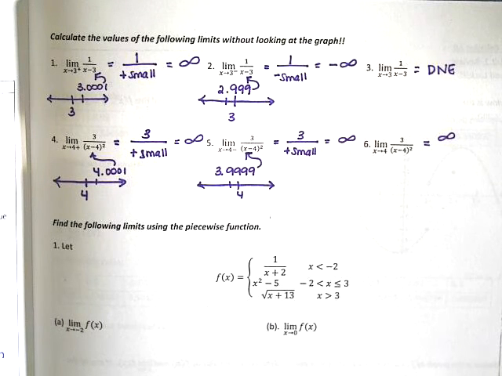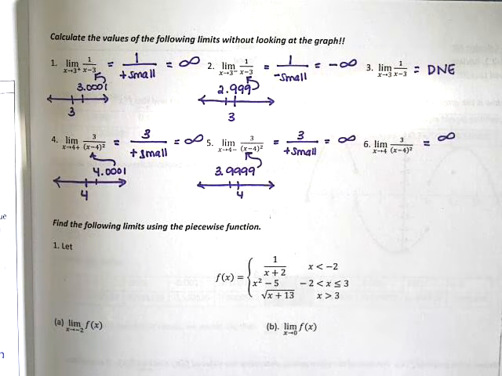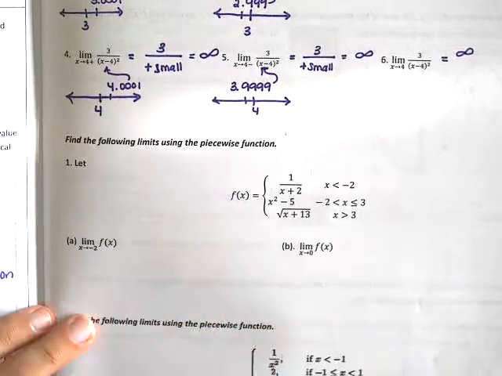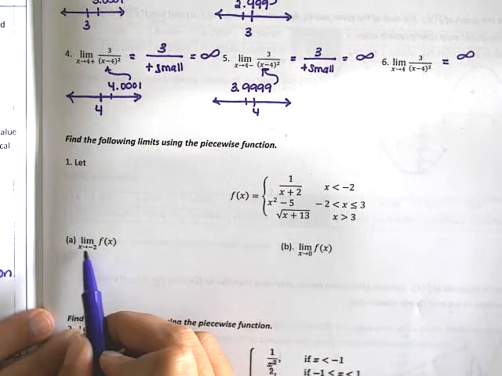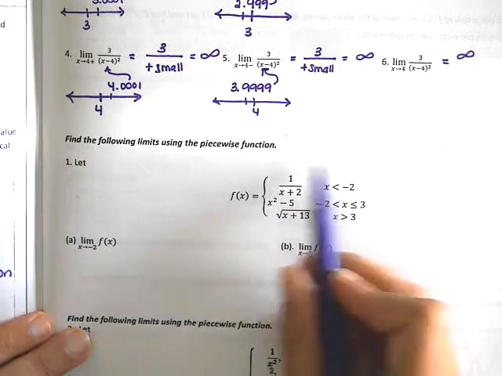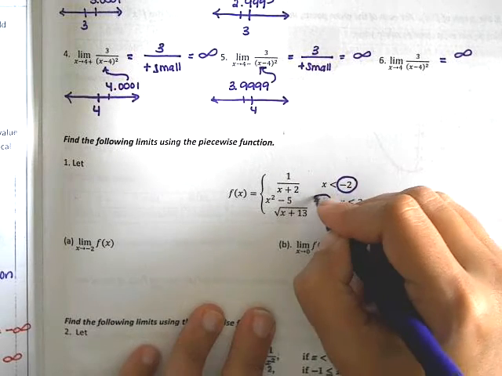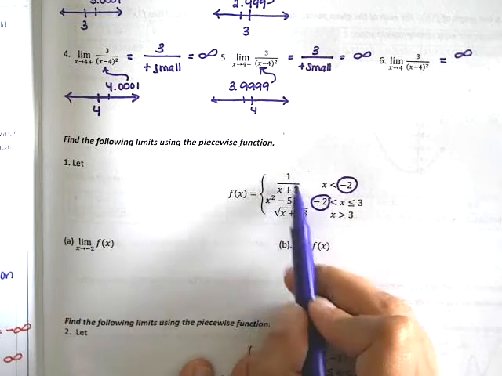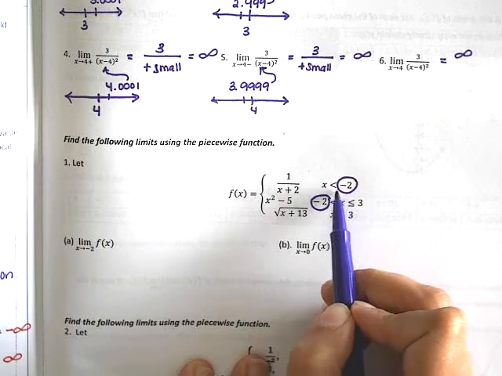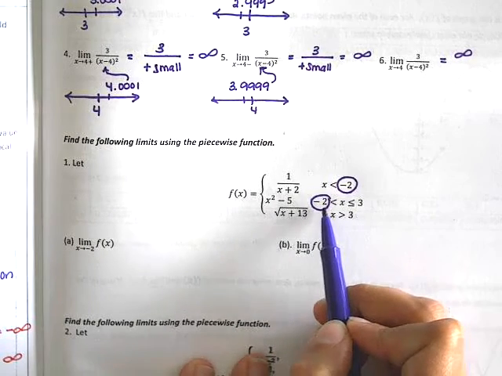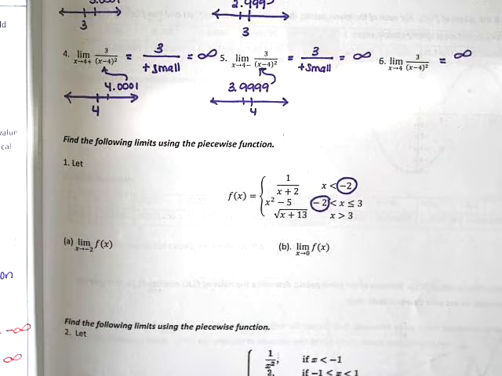Now, all we're going to do in these questions is do the exact same thing. We're going to incorporate problems that have fractions in them. Therefore, we are worried about vertical asymptotes, but we're doing it in the context of a piecewise function. So, let's say I ask you to evaluate the limit as x approaches negative 2 of f of x. Right away, I notice that negative 2 is one of the border numbers here. The top function is controlling the numbers to the left of the negative 2, and the middle function is controlling the numbers to the right of the negative 2.